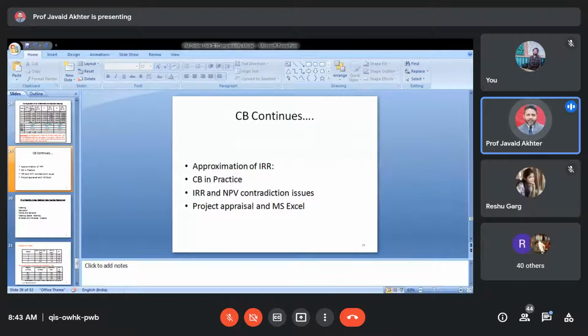And if IRR is exactly equal to 12%, then neither will there be maximization of wealth nor will your wealth erode. That means in this respect, we can call IRR a break-even rate. In this context, I had explained to you that IRR is a break-even rate.